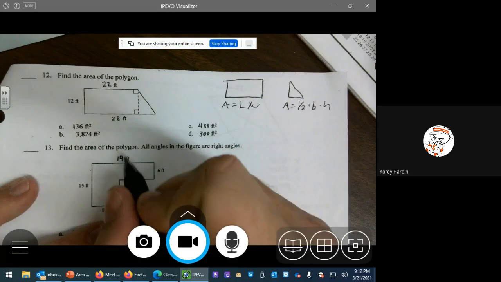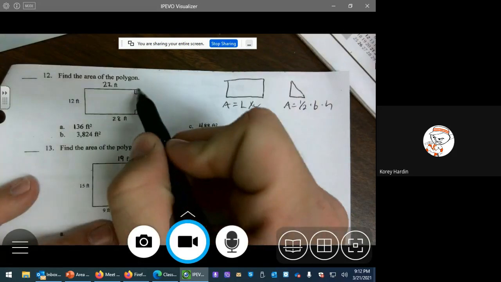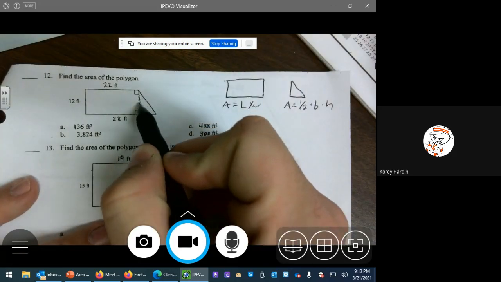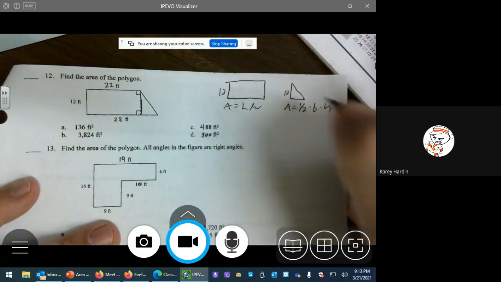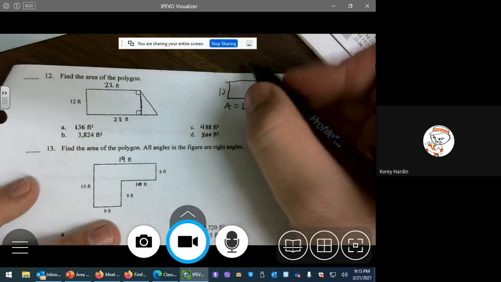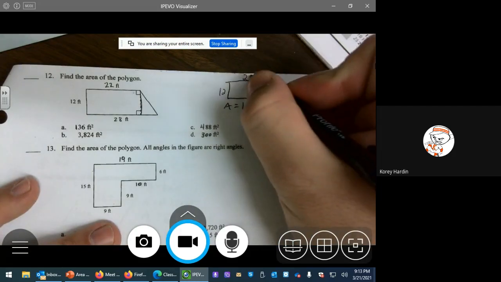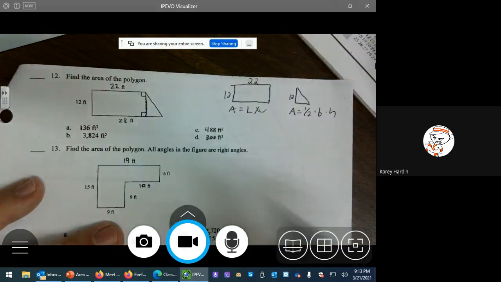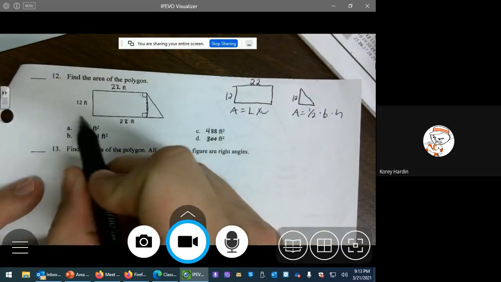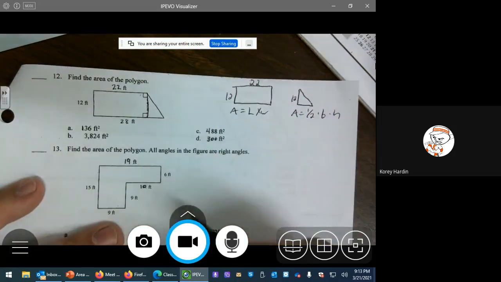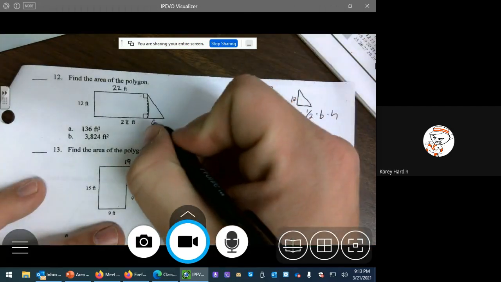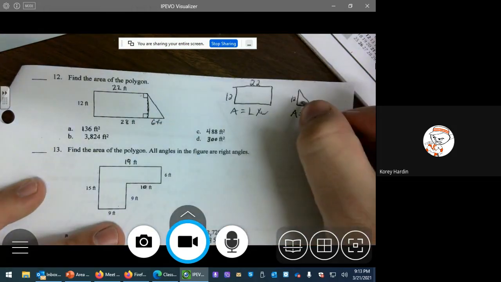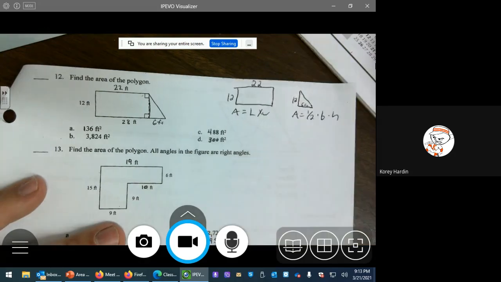So we look at this. So my line stops right here. Okay. On both of these, my height is 12. That's easy. On the rectangle, my base is going to be 22 feet. But the whole line down here is 28 feet. So what I'm going to have to do is 28 minus 22, which is going to give me 6 feet. Okay. And that's going to be the base of the triangle.